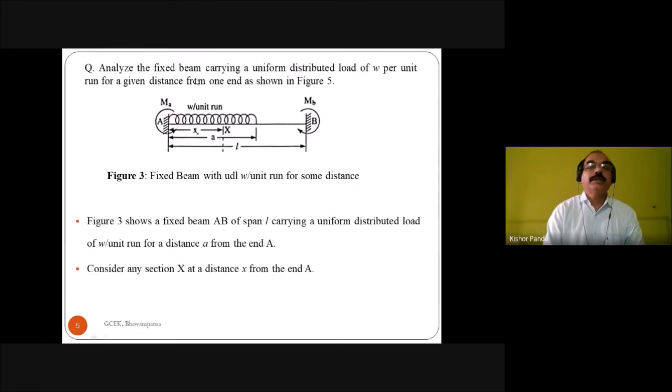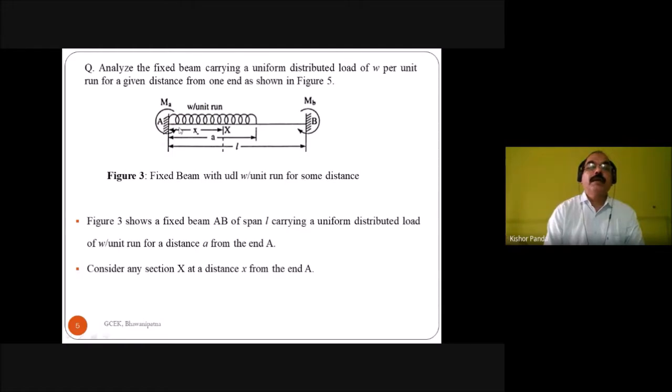Question: analyze the fixed beam carrying a uniformly distributed load W per unit run for a given distance from one end as shown in figure. This is the fixed beam and it has a uniformly distributed load, W per unit run, and this is present for a distance a, and the total length of the beam is L.